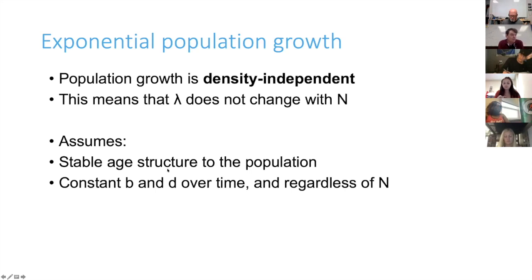And of course, the other one that we just talked about is that in order for the finite rate of increase to be constant, the values that you use to calculate it, little b and little d, those per capita birth rates and death rates, also have to be constant over time and not changing as n changes.